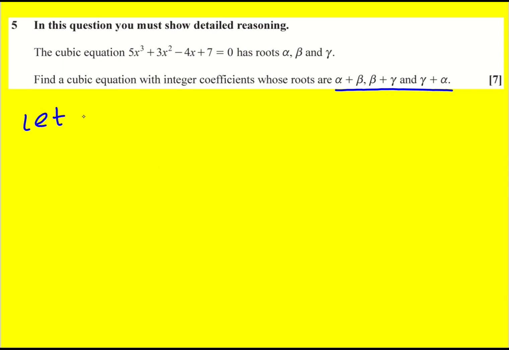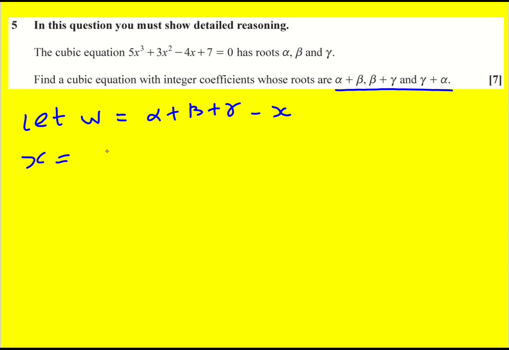We're going to let w equal alpha plus beta plus gamma minus x. This will actually necessarily give me the required roots because when x is alpha, w will be beta plus gamma. When x is beta, w will be alpha plus gamma. And when x is gamma, w will be alpha plus beta. It all works out.